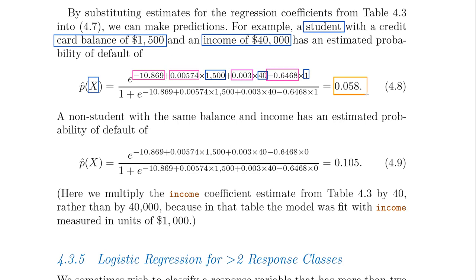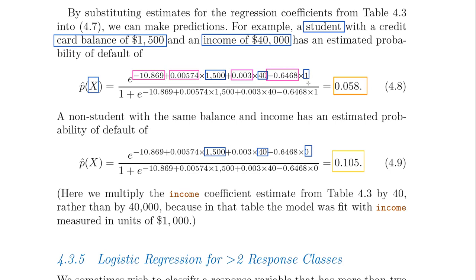And it's not just yes, no, right? It's not just a case of you're going to issue the loan, or you're not going to issue the loan. A non-student with the same balance and income has an estimated probability of default of, well, now it's nearly double. So it's the same inputs, credit card balance of 1,500, annual salary of 40K, but now it's 10%.